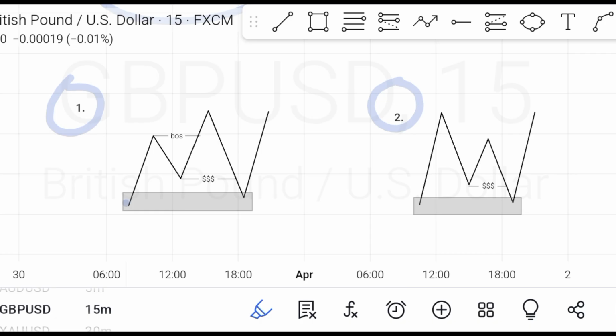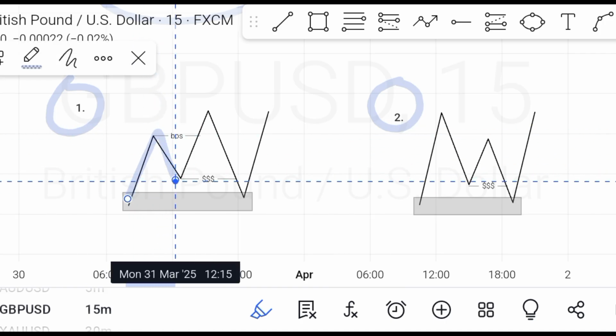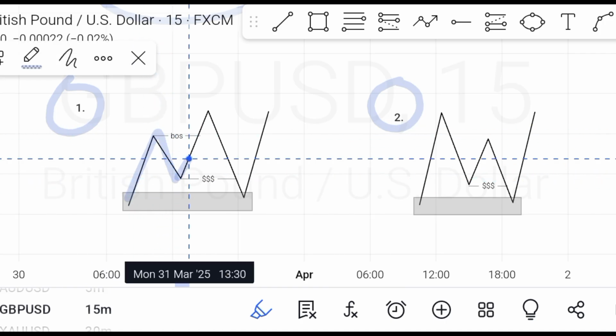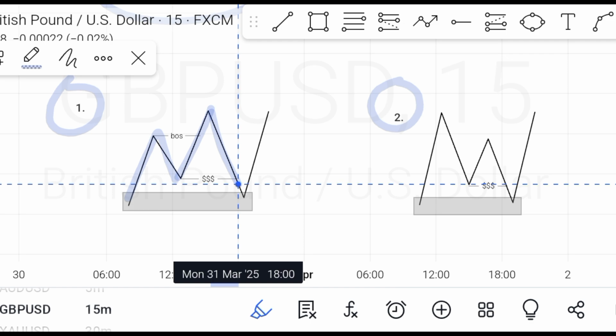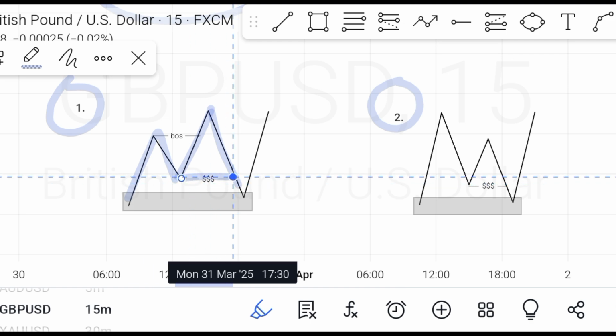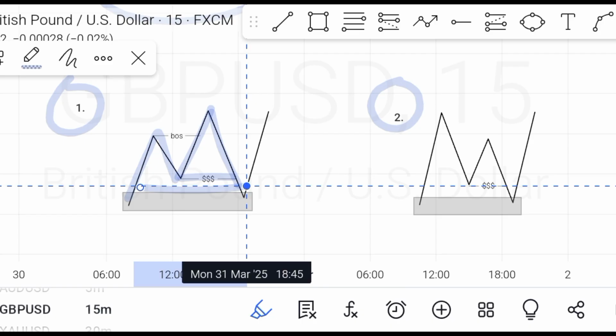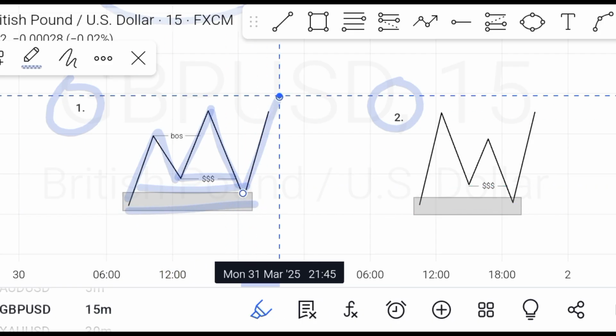Okay, so this is the first one. Price is coming from the upside like this, and then we see this break. A lot of traders, as usual, see this as a change of character. This is just like the regular one.